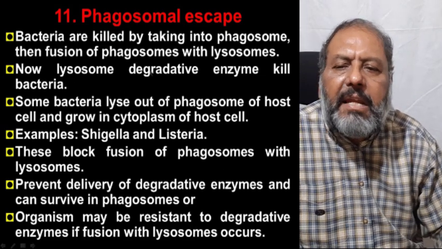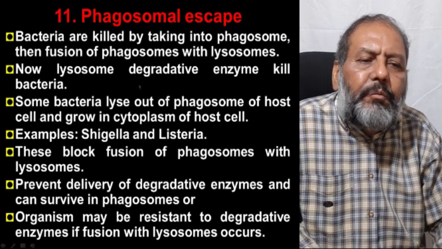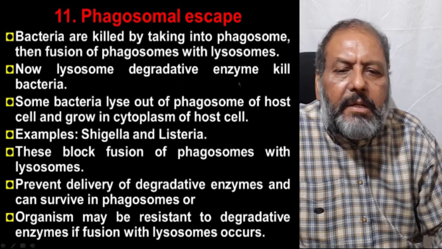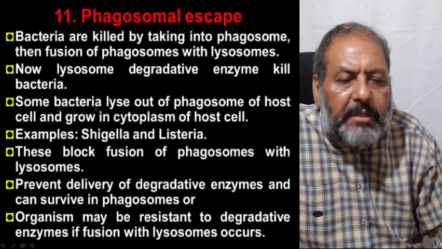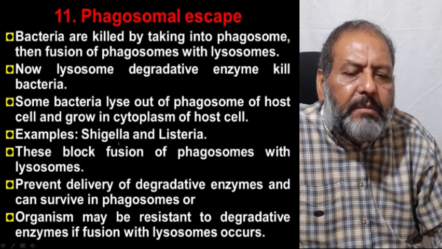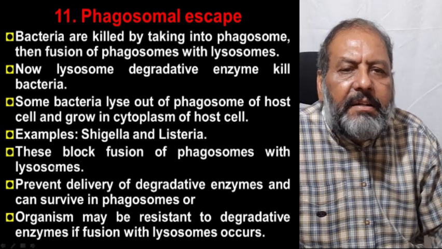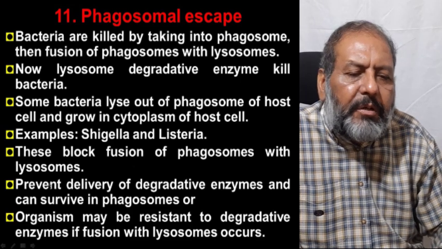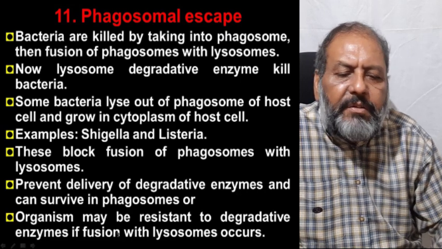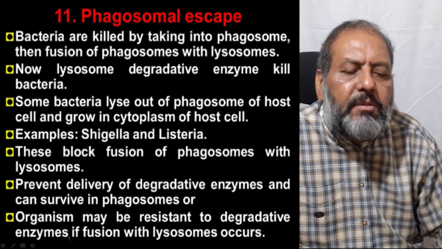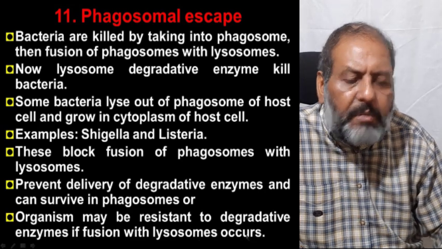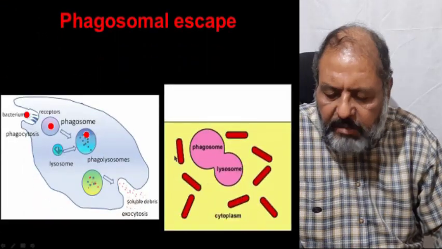Phagosomal escape. This is the 11th parameter. Bacteria are killed by taking into the phagosome, then fusion of the phagosome with the lysosome, and the lysosome's degradative enzymes kill the bacteria. Some bacteria lie out of the phagosome of the host cell and grow in the cytoplasm of the host cell. Examples are Shigella and Listeria. These block fusion of the phagosomes with the lysosome, so they prevent delivery of the degradative enzymes and can survive in the phagosome. Organisms may be resistant to the degradative enzymes of the lysosome, and if fusion with the lysosome occurs, the enzymes cannot destroy the bacteria.